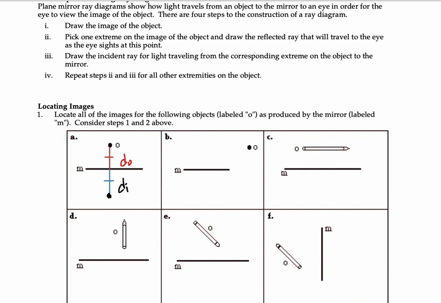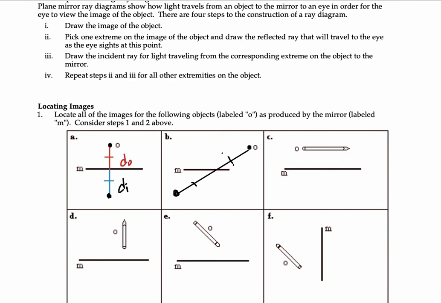Same thing on this, but if you have an object that's off center, make sure the line from the object crosses through the mirror. It's important that this distance is equal to this distance. So wherever you draw your object, make sure this length and this length are equal. It doesn't matter about the angle at that point, just make sure the lengths are equal.